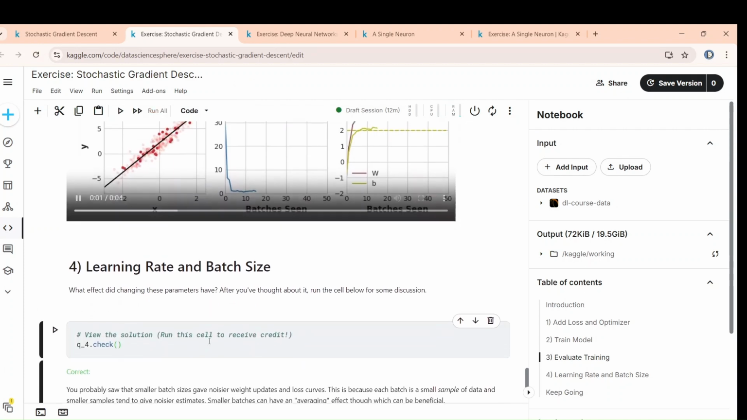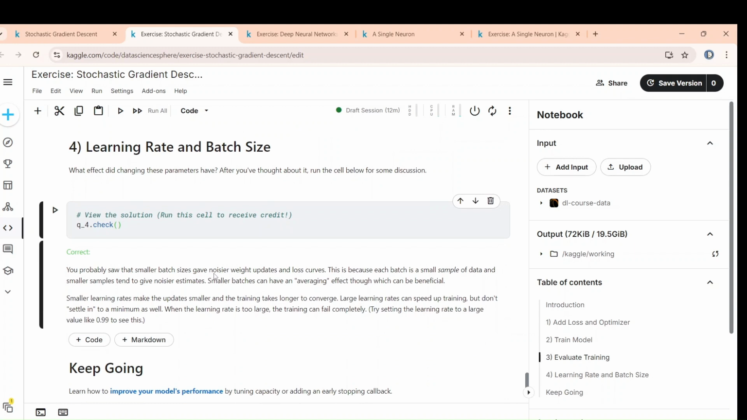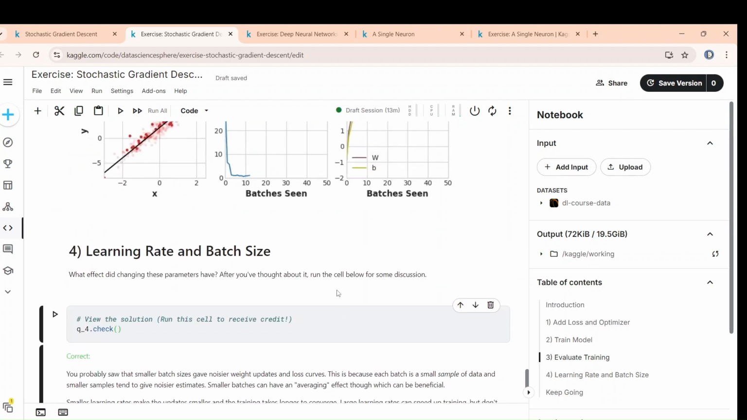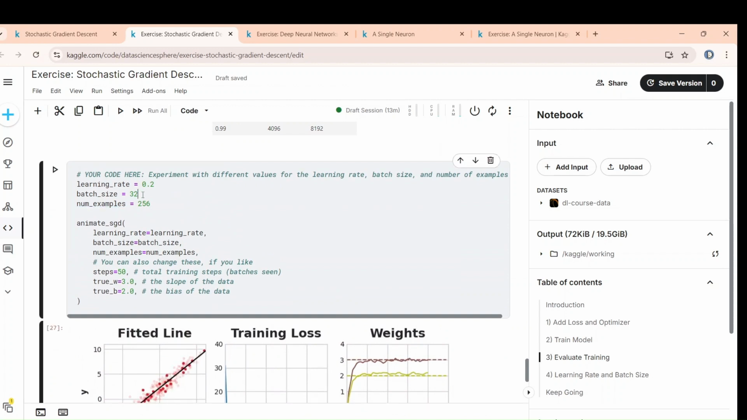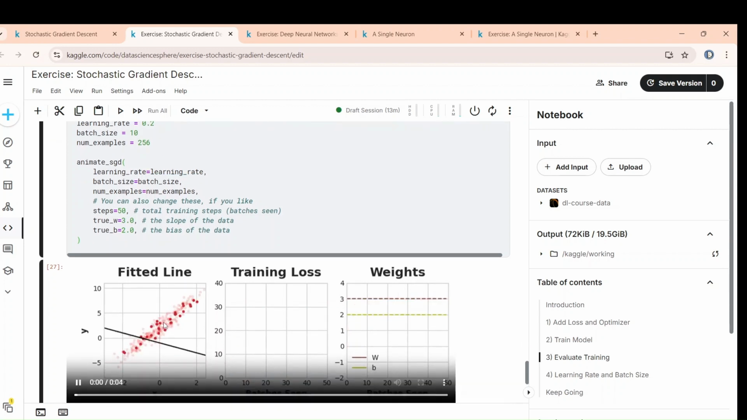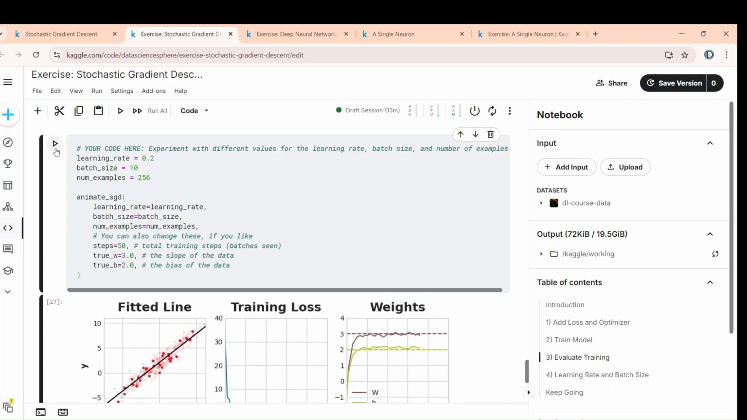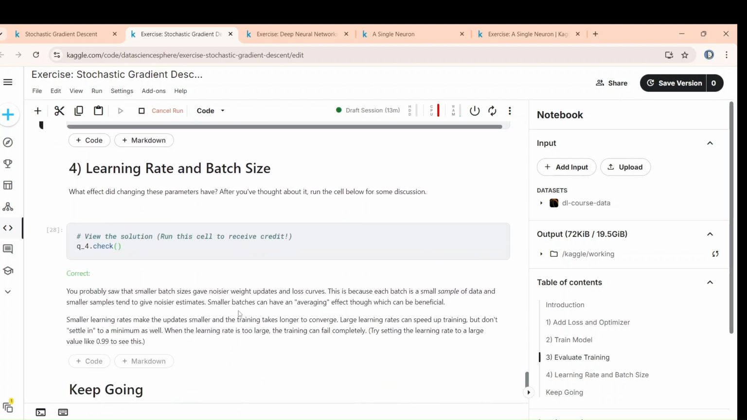Okay, let's discuss. You probably saw that smaller batch sizes gave noisier weight updates and loss curve. This is because each batch is a small sample of data, and smaller samples tend to give noisier estimates. Smaller batches can have an averaging effect, which can be beneficial. They are telling you to reduce the batch size. Then see what happens. When we gave 0.2, it is behaving differently. If you give a small batch size, then also you can check.